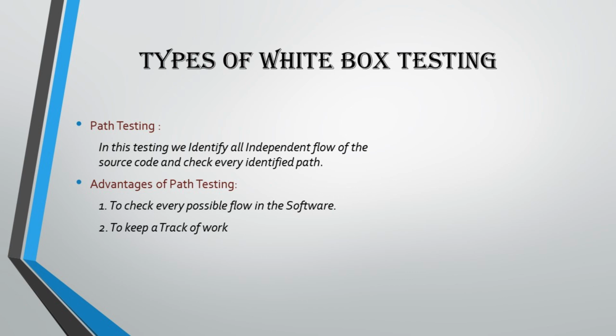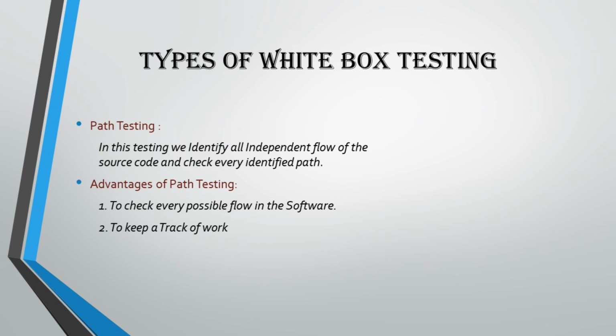McCabe's cyclomatic complexity is used in path testing. It is a structural testing method that uses the source code of a program to find every possible executable path. Next point is path testing techniques. First technique is control flow graph. The program is converted into a control flow graph by representing the code into nodes and edges.